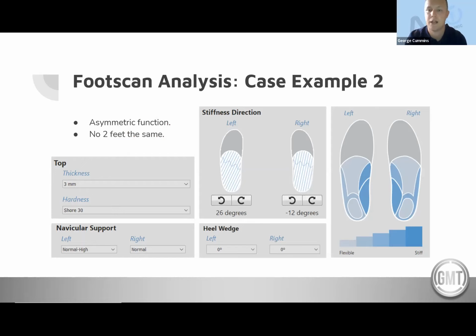And also the local stiffness. Now, I'm not within my software here, so I can't hover over and show you the numbers, but hopefully you can see in terms of the blue shading that this right side has a more rigid lateral border than the left, but the left side has a more rigid medial border than the right. So we're really fine-tuning those devices so they're specific, not only to the patient's feet, but to the movement and the forces that go through the feet during movement.